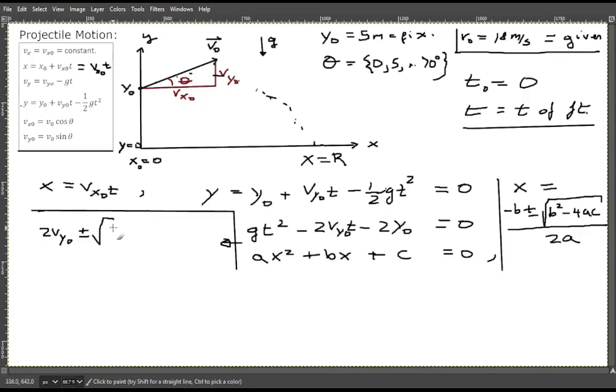Okay, this thing squared, 2 vy0 squared, minus 4. Now what's a? A is this term right here. G is standing in for a, minus 4ac. What is c? C is minus 2 y0. That is c. Okay, and it's the square root of all this stuff, all divided by 2a. 2a is 2g. Okay, so let's see what we got here. This is all what t is equal to.